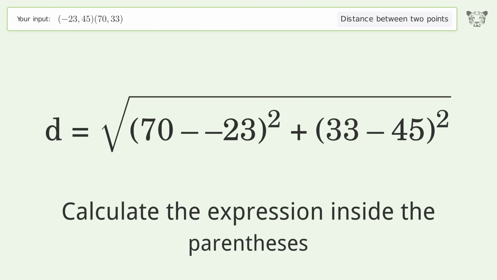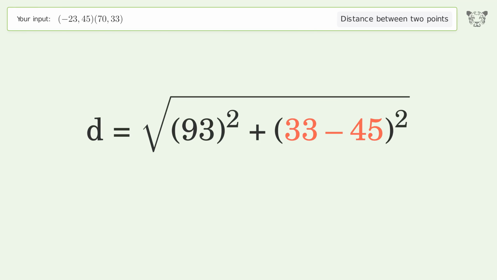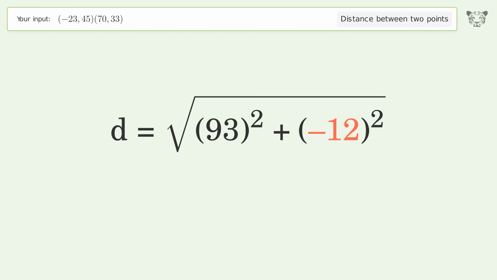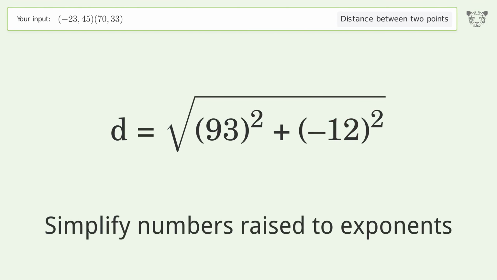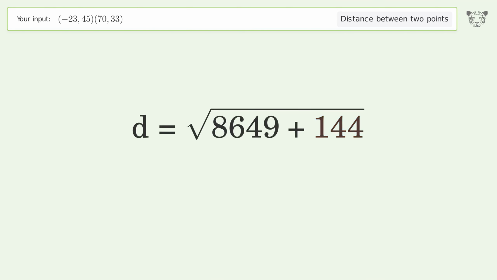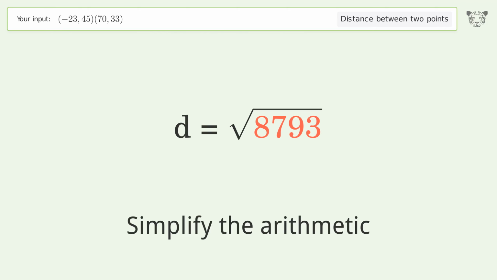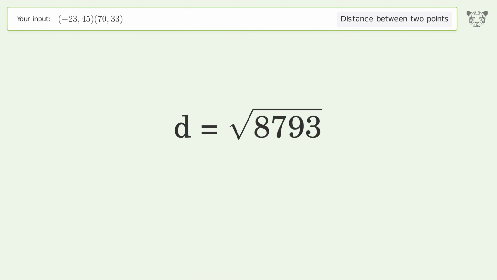Calculate the expression inside the parentheses. Simplify numbers raised to exponents. Simplify the arithmetic. And so the distance between the 2 points is the square root of 8,793, or 93.771.